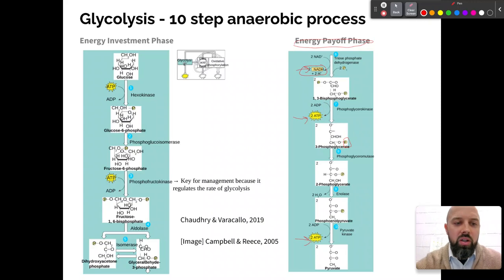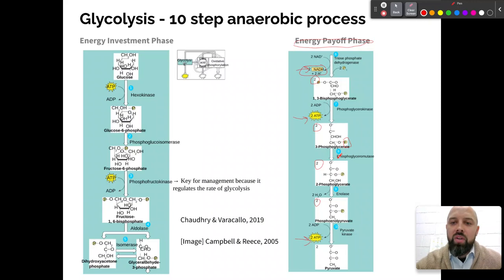Another thing I want to note on this energy payoff is that the upper left-hand corner of each white box indicates how many of these molecules we have. So each one of these has 2 molecules going through that process. That's, again, because aldolase broke that fructose 1,6-bisphosphate into 2 molecules. So that's the reason we need to note that there are 2 molecules moving through this process.